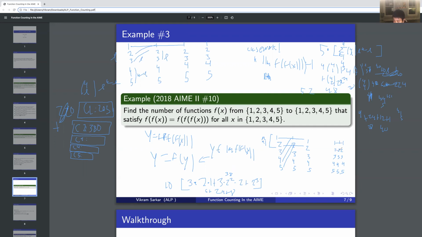So 1 goes to 1, 2 goes to 2, 3 goes to 3, and oh yeah, we have to multiply by 10, right? Because we choose 1, 2, and 3 from 5, 5 choose 3. And then 4 and 5. Let's say at least one of them must go to the railroad, right? Because how else are they going to reach 1, 2, or 3?